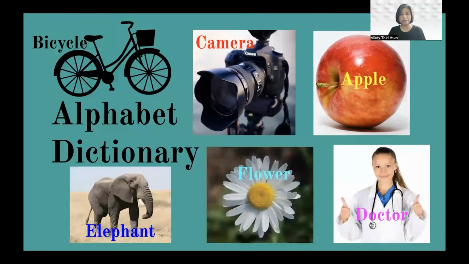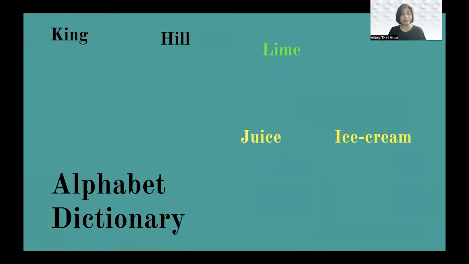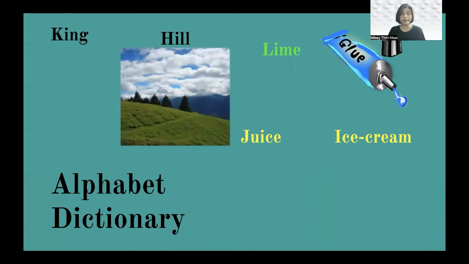And F for flower. You can see many flowers around you every day. And next slide is G for glue. If something is broken, or if something is apart from each other, you can use glue to stick together. And H for hill. We call Mandalay Hill, Yangon Hill, something like that.